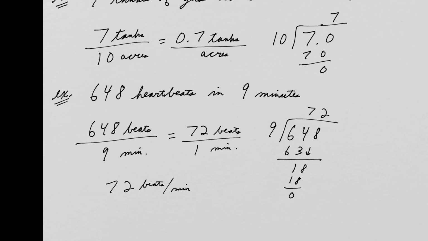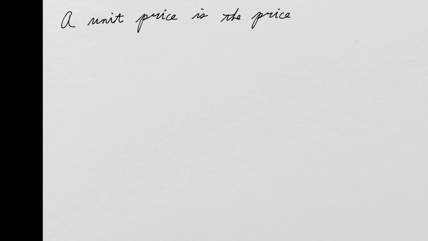Okay, now a related concept is something called a unit price. So that's the price of one item or 1 unit. So a unit price is the price of one item, or more generally, just of 1 unit, whatever the unit may be.